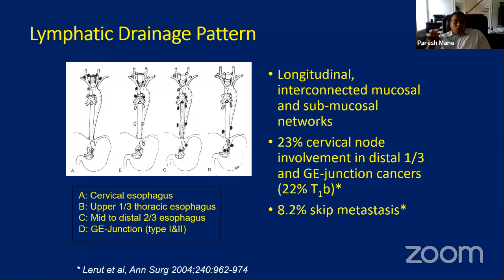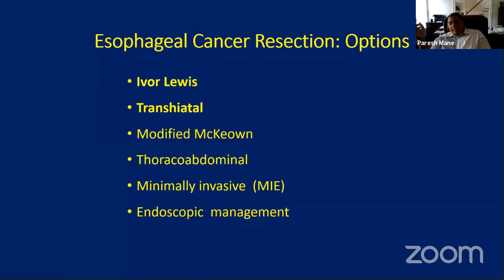Different esophageal resection techniques. Classically, most people on the planet are either going to do an Ivor Lewis or a transhiatal. Increasingly, people will do a minimally invasive esophagectomy, or if you have access to a robot, and if you have enough experience with a robot, you will do a robotic-assisted esophagectomy. This is essentially a laparoscopic esophagectomy done with a robot. The complications of esophagectomy are egregious.